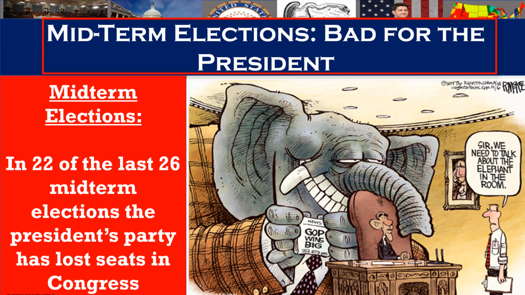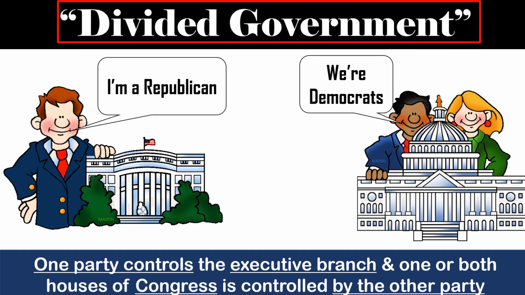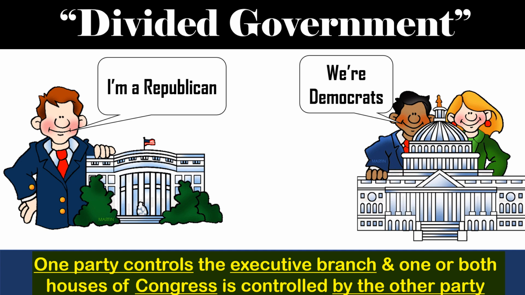Presidents have not been immune from this rising criticism as well. And as they have played a larger role in promoting legislation, in 22 of the last 26 midterm elections, the president's party has lost seats in Congress. And this leads to what is known as divided government, in which one party controls the White House and the other controls Congress. Or sometimes Congress is divided in half between the two parties.